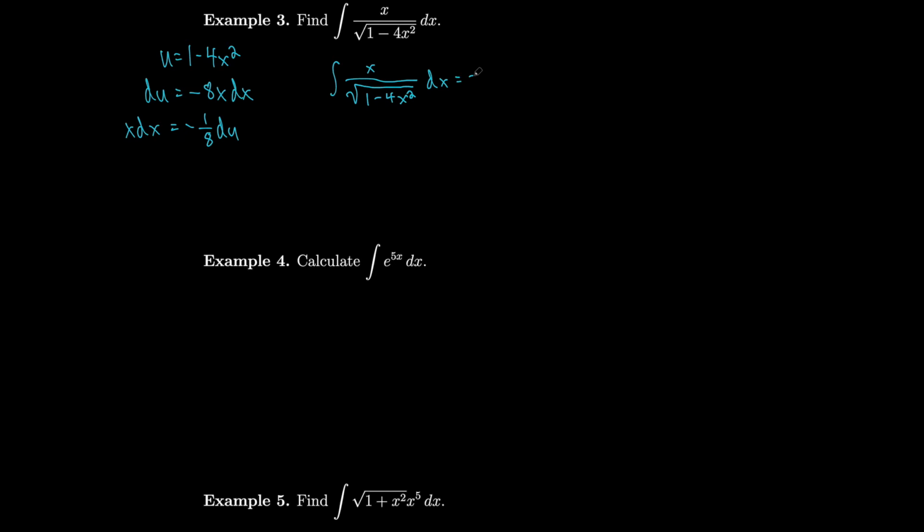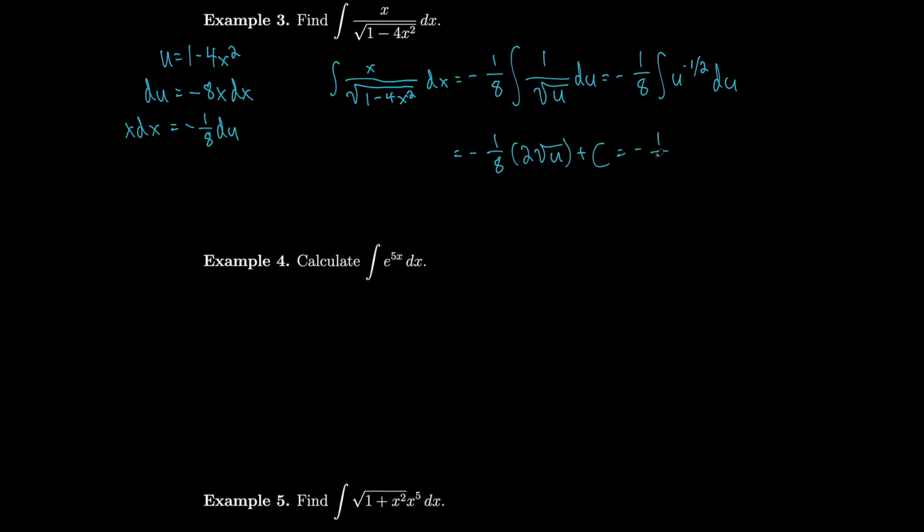Okay, using our substitution, that's minus 1/8 integral 1 over square root of u du, which is minus 1/8 times the integral of u to the minus 1/2 by replacing our square root with an exponent. So we do our reverse power rule for the antiderivative, and we get minus 1/8 times 2 radical u plus c, which is minus 1/4 times the square root of 1 minus 4x squared when we substitute back.